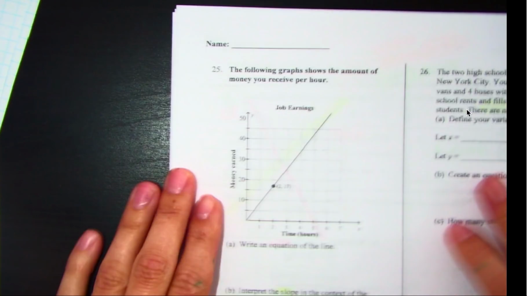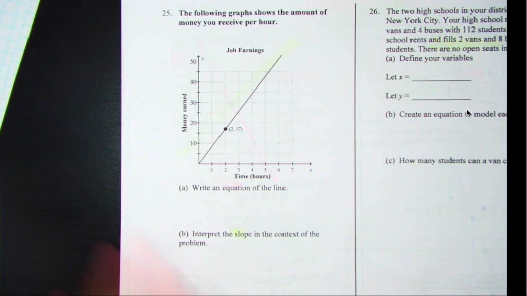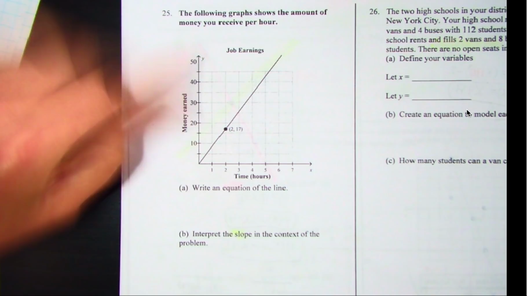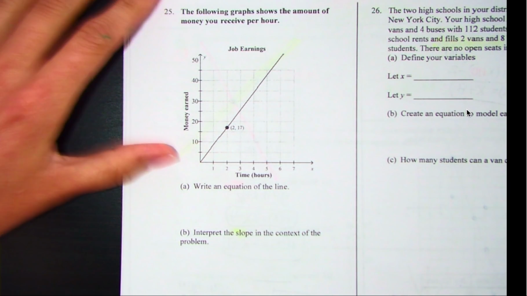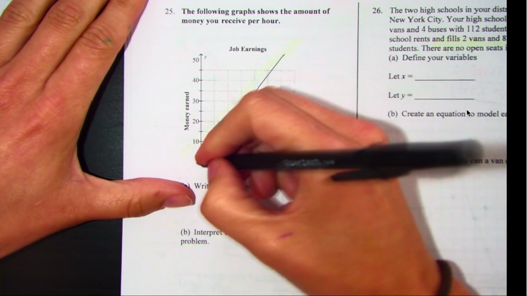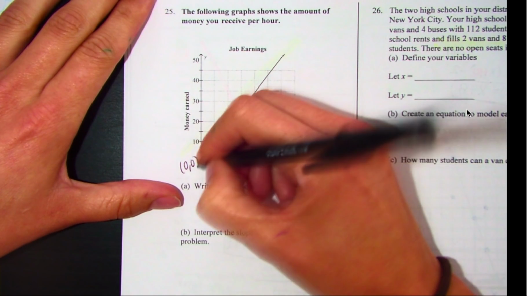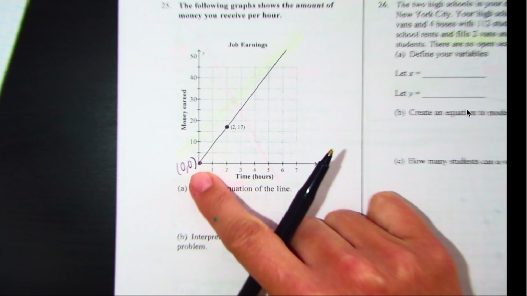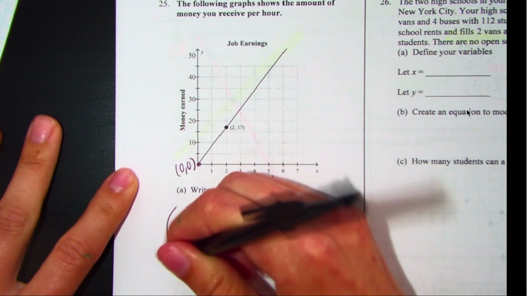Number 25. This following graph shows us the amount of money we're receiving per hour, and we are told to write an equation of this line. So what I'm going to do is put 0, 0 on here for my y-intercept, where this crosses. In this case, it's the origin. When I write an equation of the line, I know this is not enough room, so I'm actually going to do part A down here.